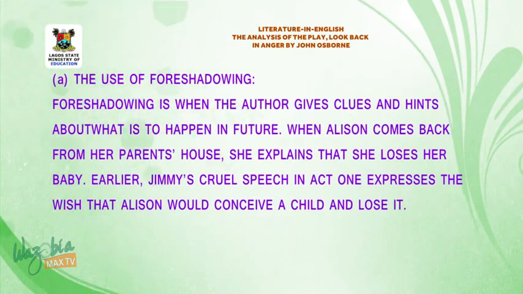D. The use of foreshadowing. Foreshadowing is when an author gives clues and hints about what is to happen in the future. When Allison comes back from her parents' house, she explains that she lost her baby. Earlier, Jimmy's cruel speech in Act 1 expresses the wish that Allison will conceive a child and lose it.